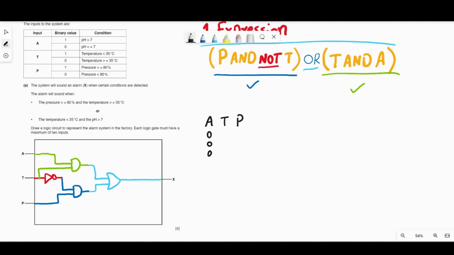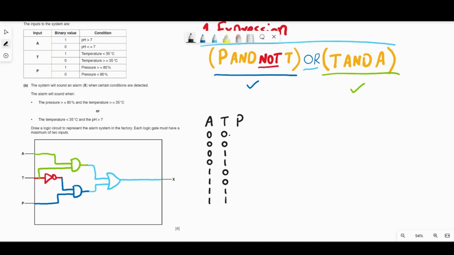ATP: 4 times 0, 4 times 1, then 2 times 0, 2 times 1, 0, 1, 1. The most important thing is to remember the sequence of ATP. You cannot write it as TAP or PAT. You have to write it in the same way, ATP, as it has been written in here. Reading it from the top, ATP. That way all of you will have the same sequence of output. So you have to maintain the sequence of A first, T second, P as the third.